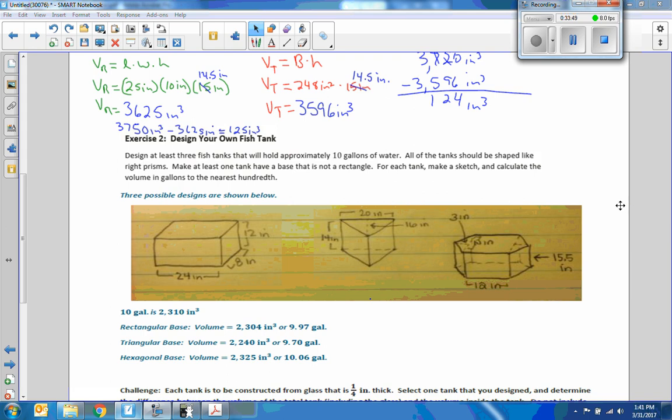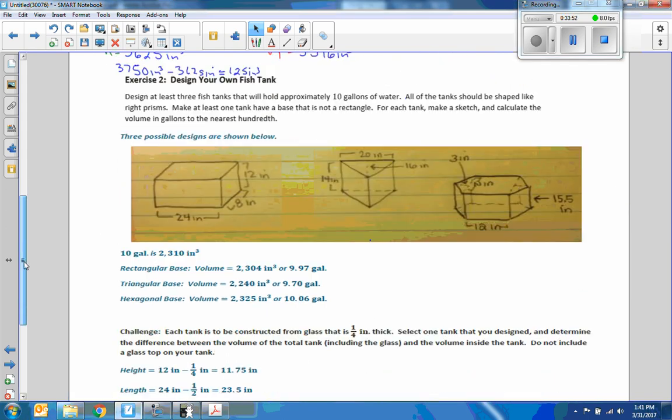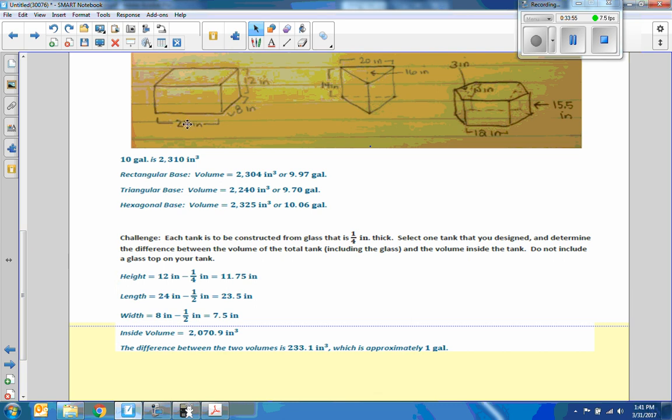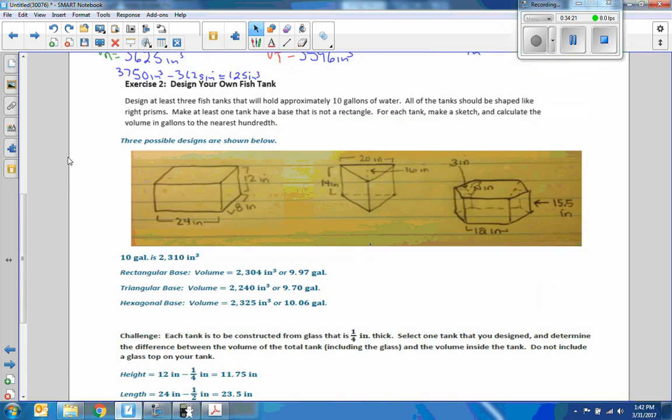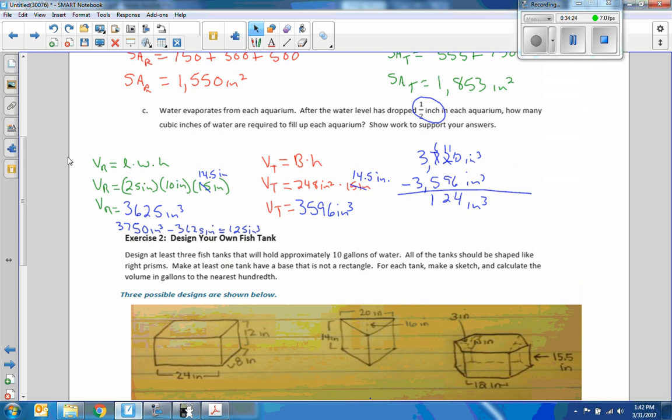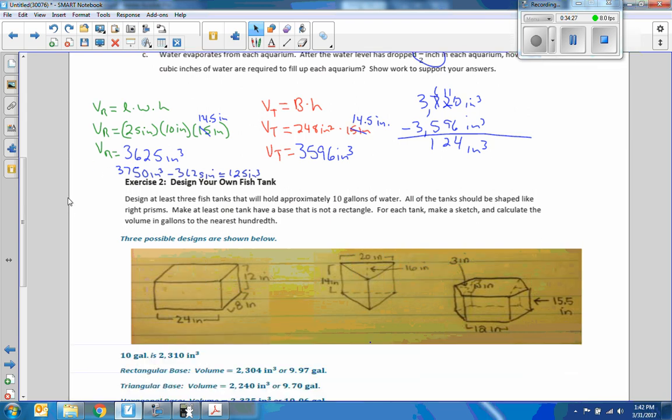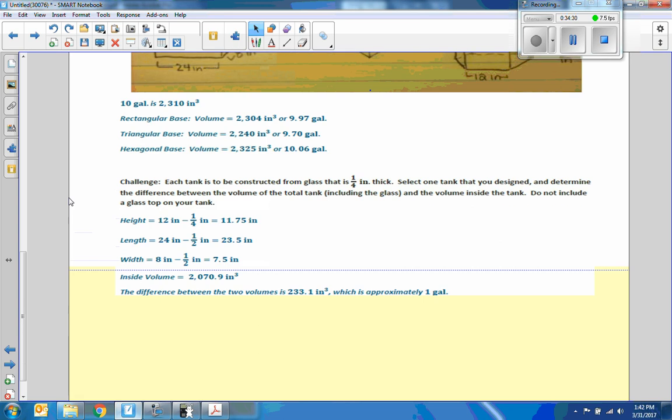And these are 3 possible designs that were given in the book. So they drew a little diagram. A rectangular prism, 24 by 8 by 12. A triangular prism, that was the base was 20 by 16, and it was a triangle, and the height of 14. And then a hexagonal prism, a 6-sided figure, with the given dimensions, and these were the solutions that they came up with. So if you feel the need to look at that and see if you could do these, what I would say is pause the video right now, see if you could find it with these given values, and then check your work. And then come back, and these are the answers.